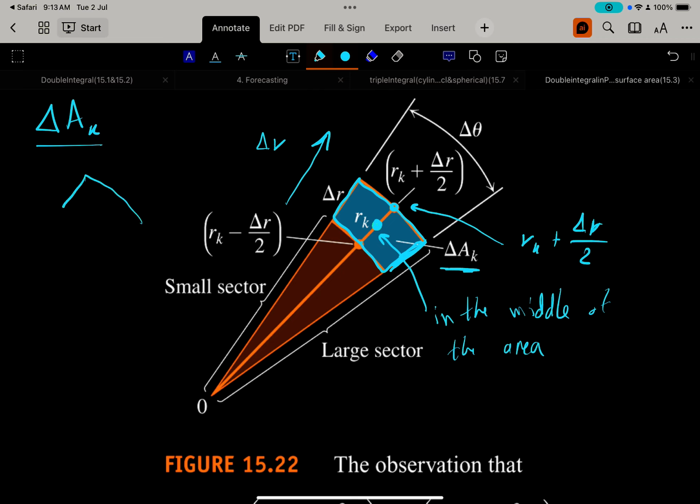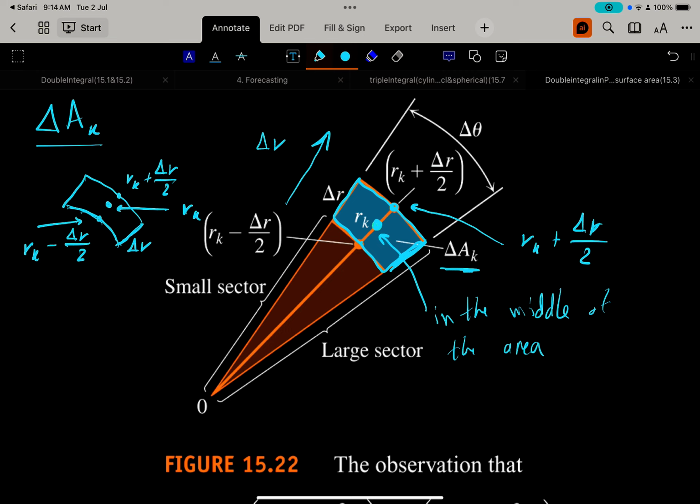So this is our area, basically our very small part of area. Okay, and we have here delta R. We also have this point, RK. We also have RK plus delta R over 2, since this is the midpoint, and then here we would say it's RK minus delta R over 2. So this has a lower value than RK.